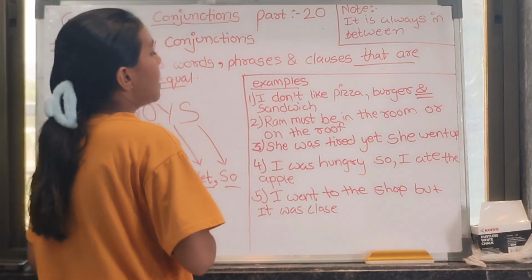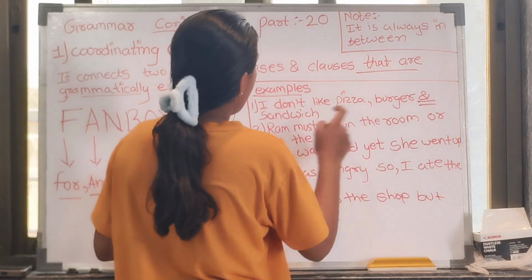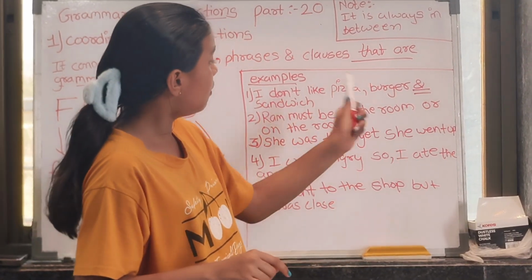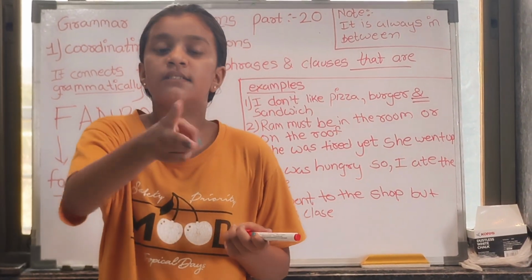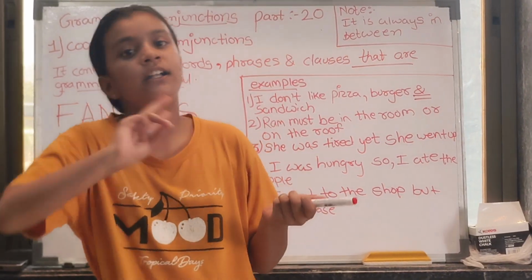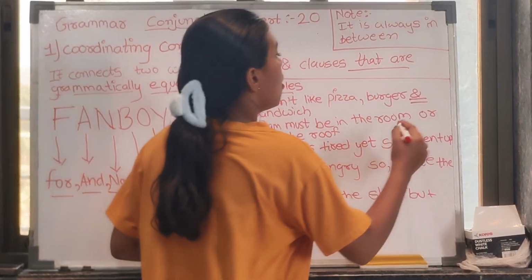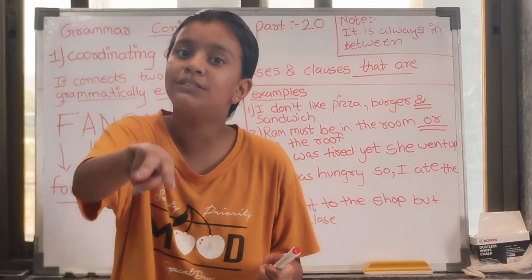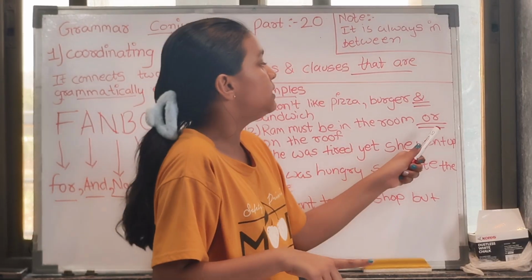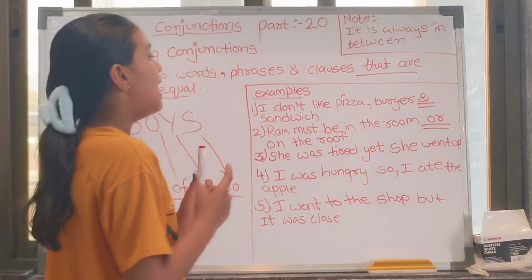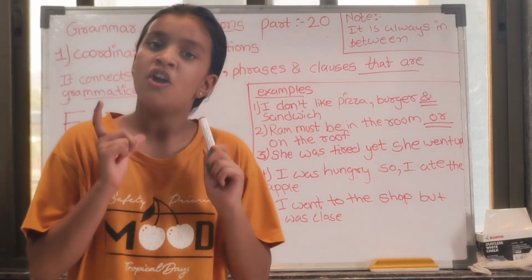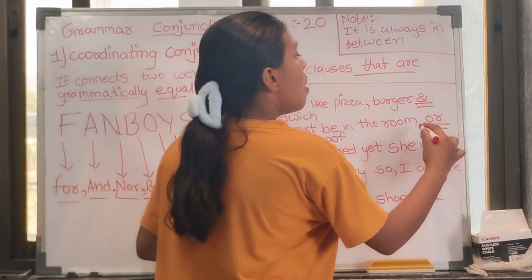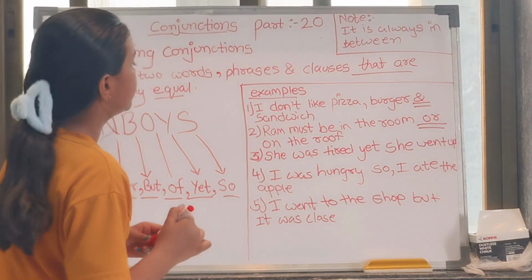Okay. Now the second example is: Ram must be in the room or on the roof. Here it is given that he must be in the room or on the roof. Means here it is confusing, that it can be here or it can be there. So that's why here we have used the or. Okay? Means to give two suggestions. When we give two suggestions at a time, we use the or conjunction. Okay? And here also it is grammatically correct. So that's why here the coordinating conjunction worked. Okay? Ram must be in the room or on the roof. Like this, the sentence is there.